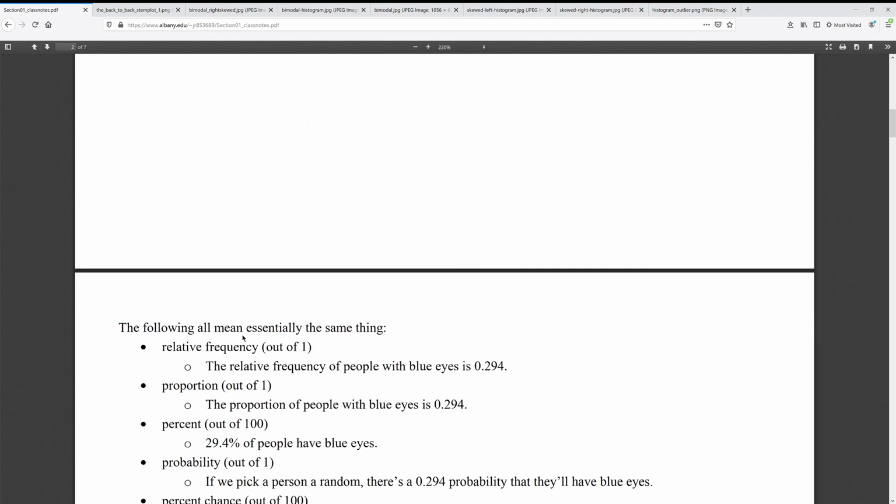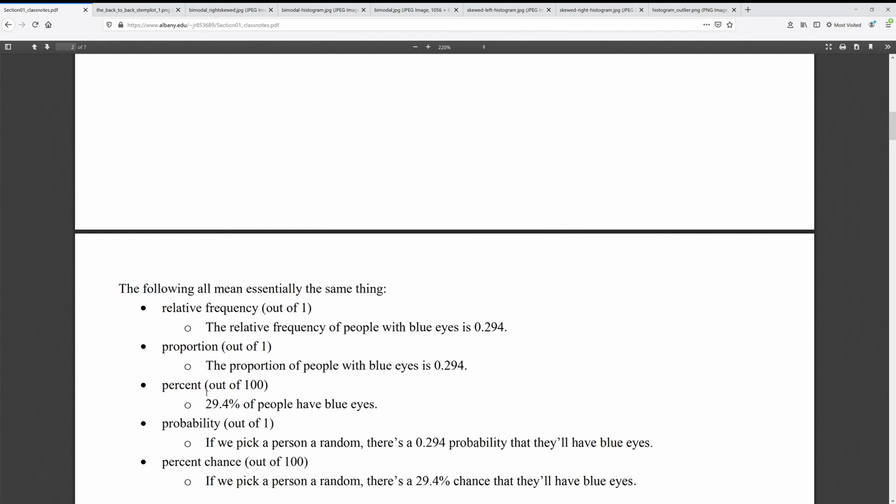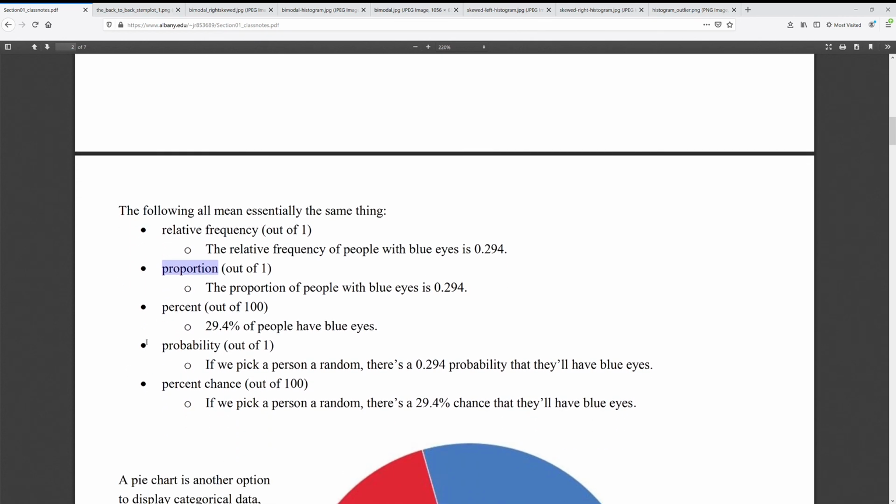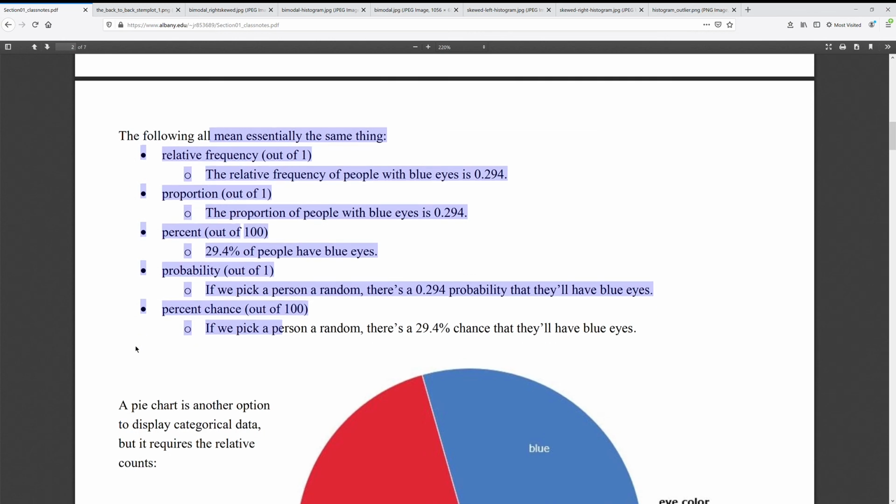So you do want to be very careful. Make sure that you're clear on what you're doing. Make sure it's clear whether it's a percent out of 100 or a proportion out of 1. Label things so that it's clear what you're doing. But as long as you're consistent about it, it doesn't greatly matter which of those perspectives you use.